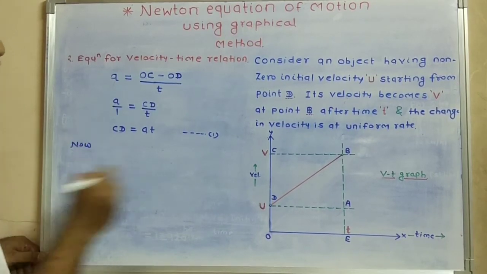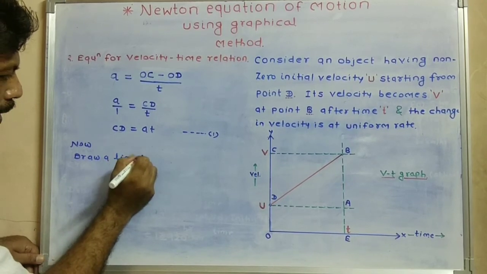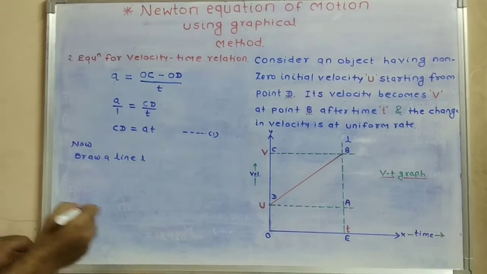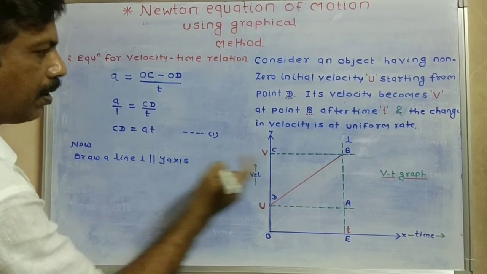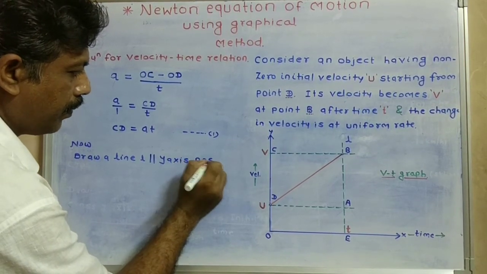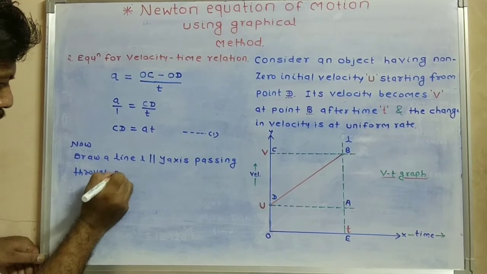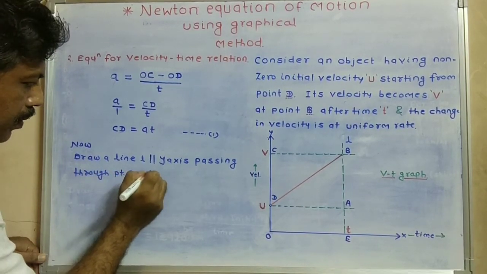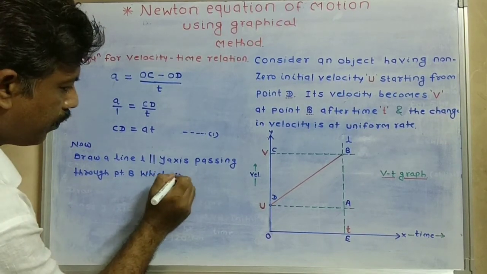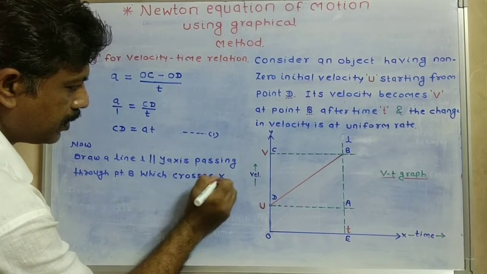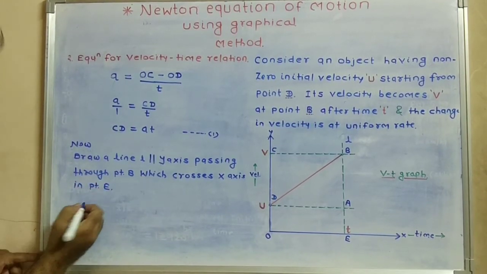Now draw a line L. This is your line L, parallel to the y-axis, passing through point B, which crosses the x-axis at point E.